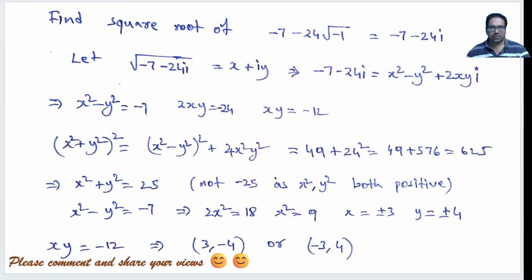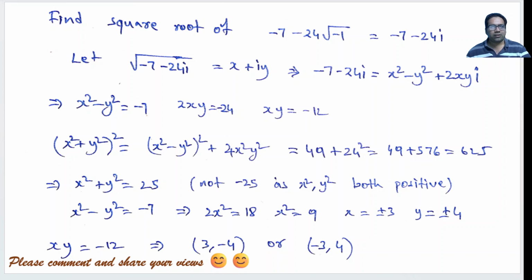Let us equate both the real and imaginary parts. x square minus y square becomes -7, and 2xy becomes -24. What does that mean? xy equals -12. But we know x square minus y square, and we know 2xy.